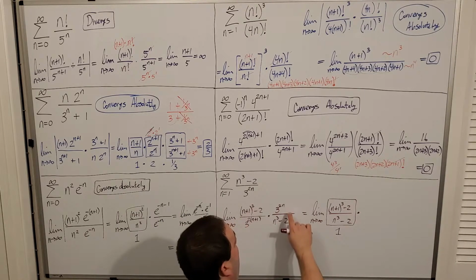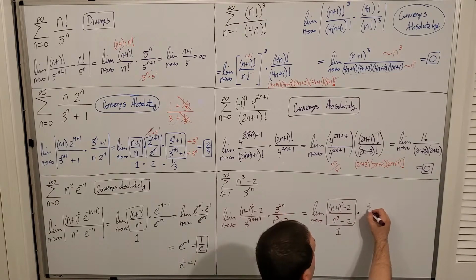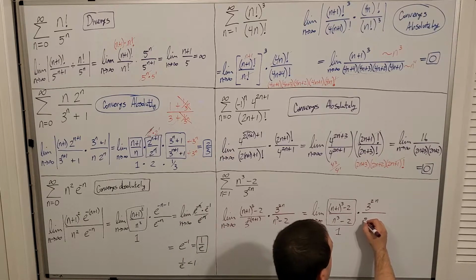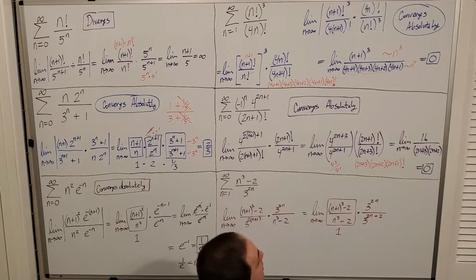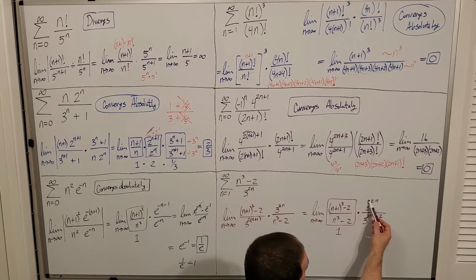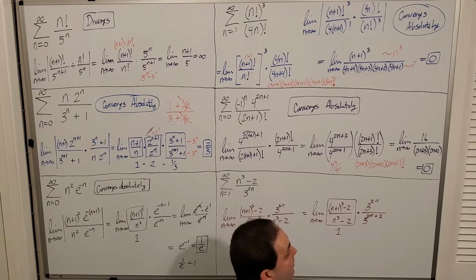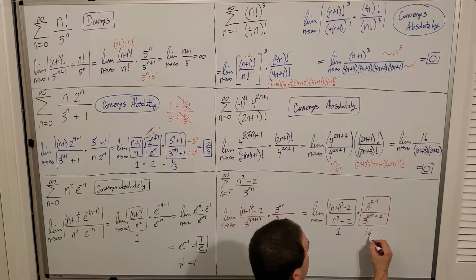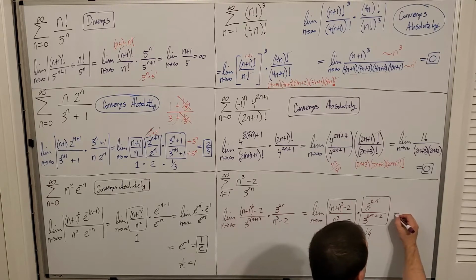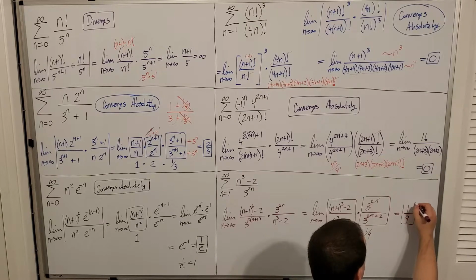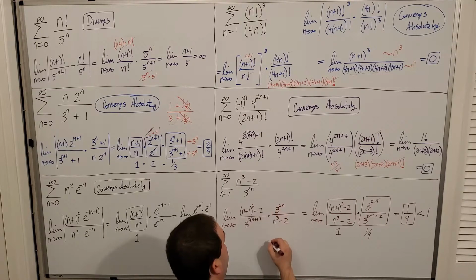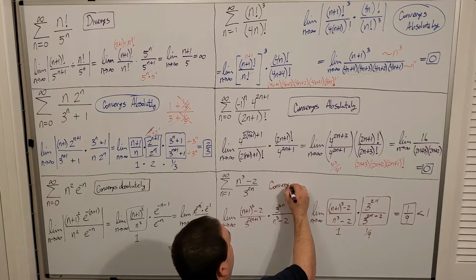Times, I've got 3 to the 2n on top divided by 3 to the 2n plus 2. Okay, so just like before, I'm going to have a 3 to the 2n in both places. That's going to leave me with a 3 squared in the denominator. No n's. So this piece right here goes to 1/9. Therefore, the overall limit is 1 times 1/9, which is 1/9, which is less than 1. Therefore, this one also converges absolutely.